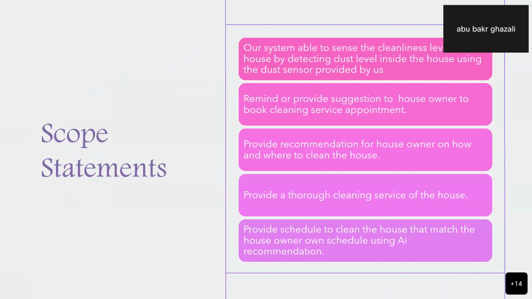For the scope statement, the first one is that our system is able to sense the cleanliness level of the house by detecting the dust concentration inside the house using the dust sensor provided by us. Second, it can remind or provide suggestions to homeowners to book a cleaning service appointment. Third, it provides recommendations for the house owner on how and where to clean the house. Fourth, it provides a thorough cleaning service of the system. And last, it provides a schedule to clean the house that matches the homeowner's schedule using the AI recommendation.